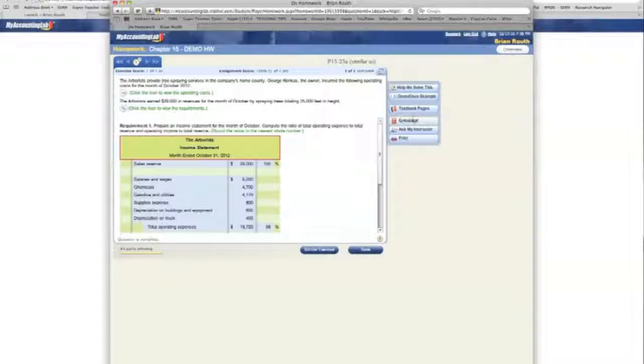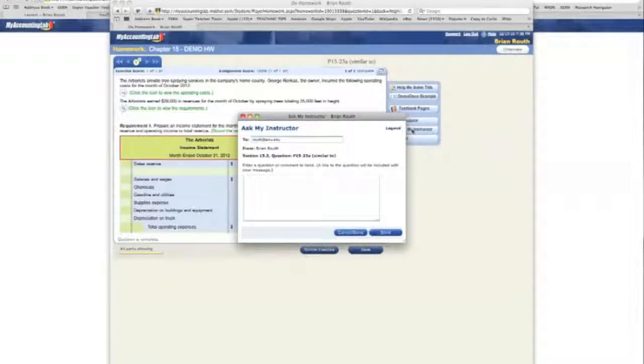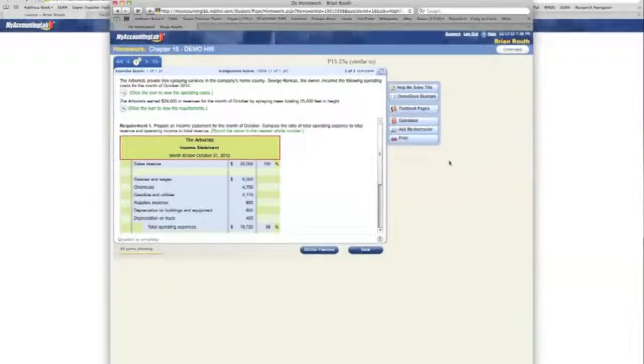We've already talked about the calculator. In addition, if you have a problem in the homework and you can't figure it out, and you've gone through the Help Me Solve This, you still can't get it, you can always click on Ask My Instructor. This will pull up and it will insert their email address here, and then you can type your message. It will send your instructor a link directly to the question you're having a problem with, and they can easily get to it and then reply to your question.